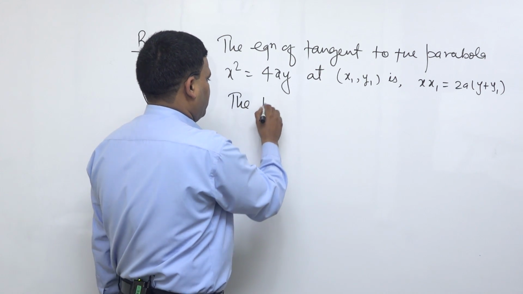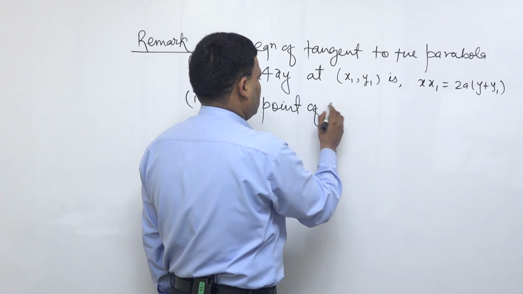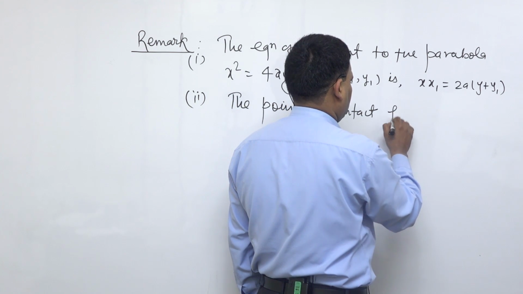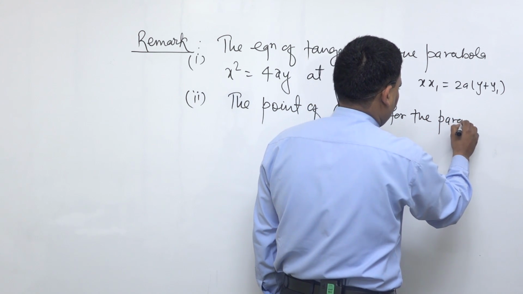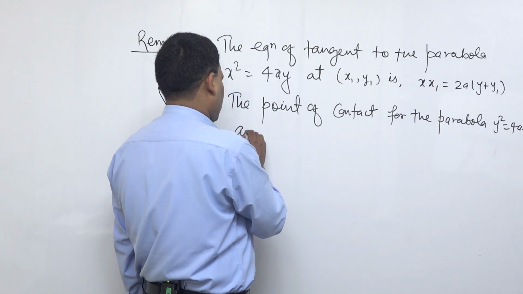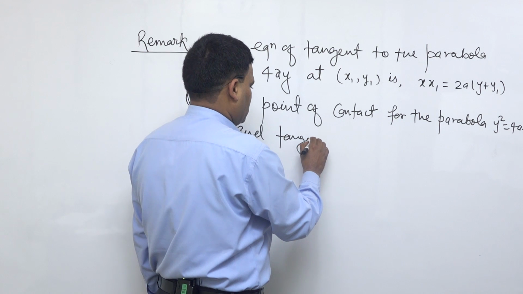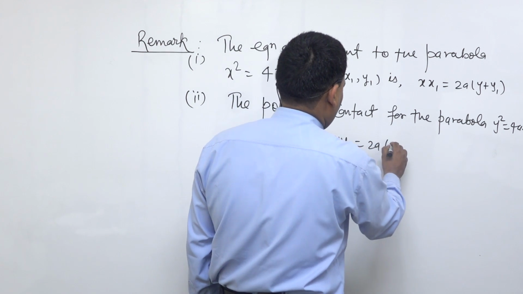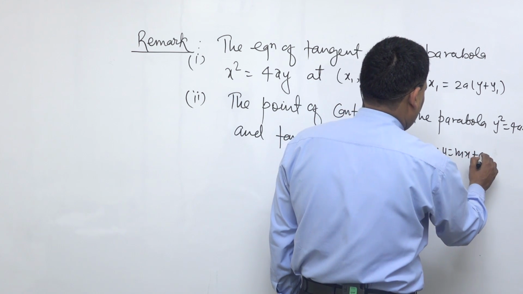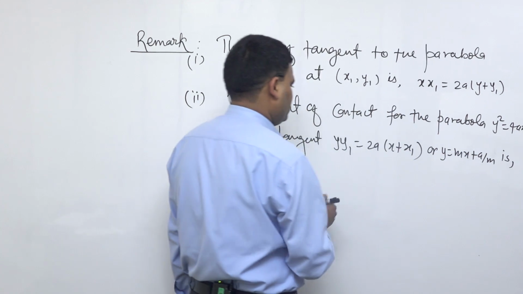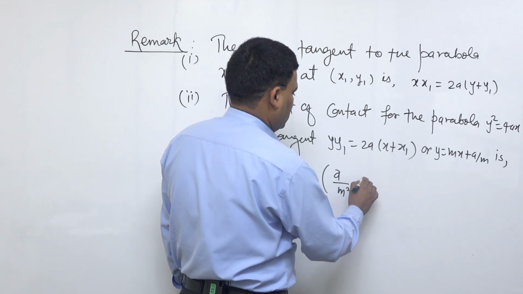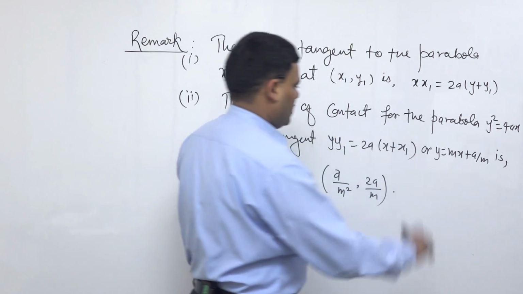The point of contact for the parabola y square equals to 4ax and tangent y y1 equals to 2a into (x plus x1), or y equals to mx plus a by m, is (a by m square, 2a by m). Okay, now we have the question.